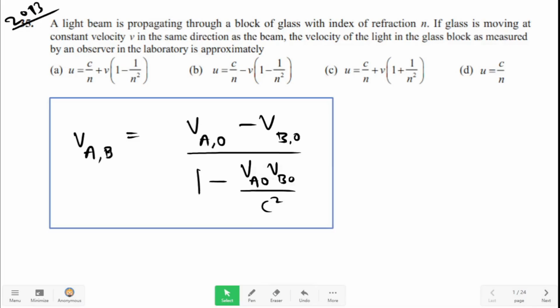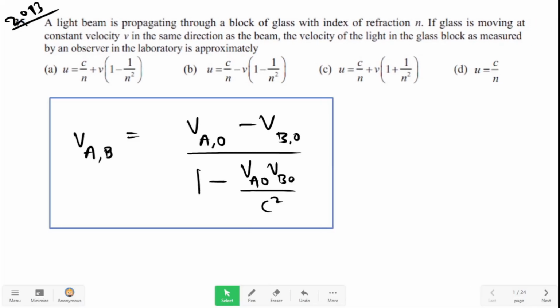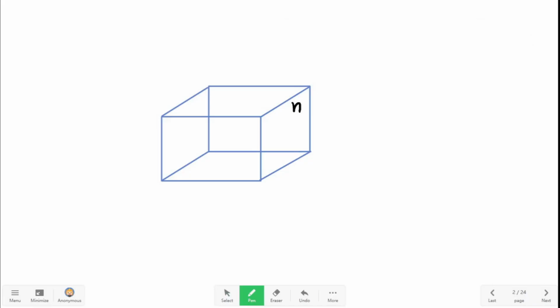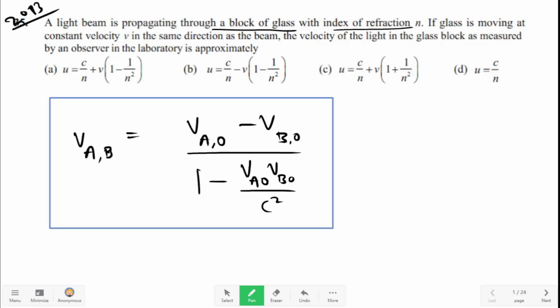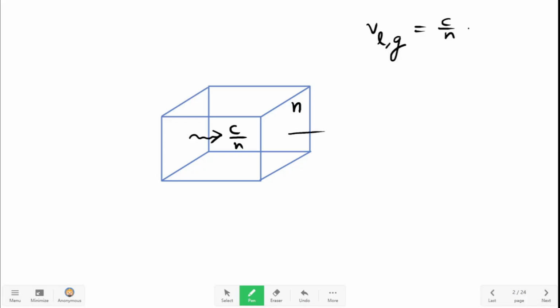Now in this problem we have a light beam which is propagating through a block of glass with refractive index n. So there is a block of glass and its refractive index is n. There is a light beam moving inside it. The speed of it will be c by n. So velocity of light with respect to glass block is equal to c by n. Glass is moving at constant velocity v in the same direction as the light beam. So this glass block is moving in the same direction as the light beam with a velocity v.